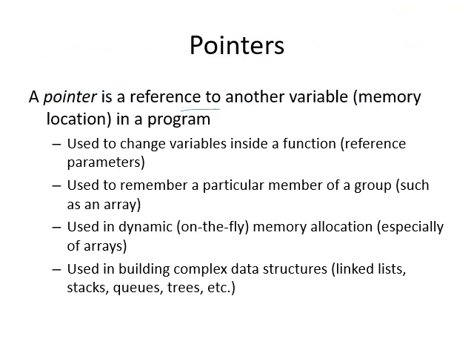A pointer is a reference to another variable, that is, it refers to the memory of a particular variable, and it is used to remember a particular member of a group. For example, like an array, it can remember the address location of a function or a variable or a simple array, and it is also used in dynamic memory allocation. Pointers are also helpful to create complex data structures like linked lists, stacks, queues, and trees, etc.